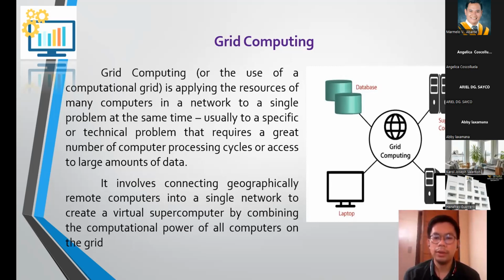So the work of grid computing is described as the main task being split into multiple subtasks which are executed in parallel on separate nodes. It applies the resources of many computers and networks to a single problem at the same time, usually a specific or technical problem that requires a great number of computer processing cycles or access to a large amount of data. It also involves connecting geographically remote computers into a single network to create a virtual supercomputer by combining the computational power of all computers on the grid.